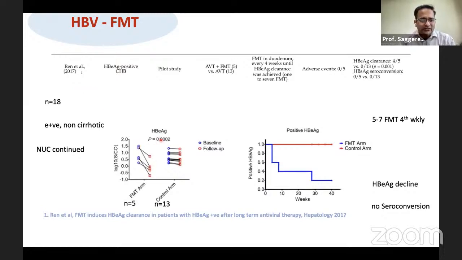And it's interesting to see that the HBeAg levels go down after the FMT single dose, along with the antivirals, of course. There is reduction in the HBeAg levels, and you can see 4 out of the 5 patients who received FMT with E-positive status lost their E-antigen within 40 weeks. That is very interesting. There is no HBsAg seroconversion. HBeAg decline in seroconversion was noted.